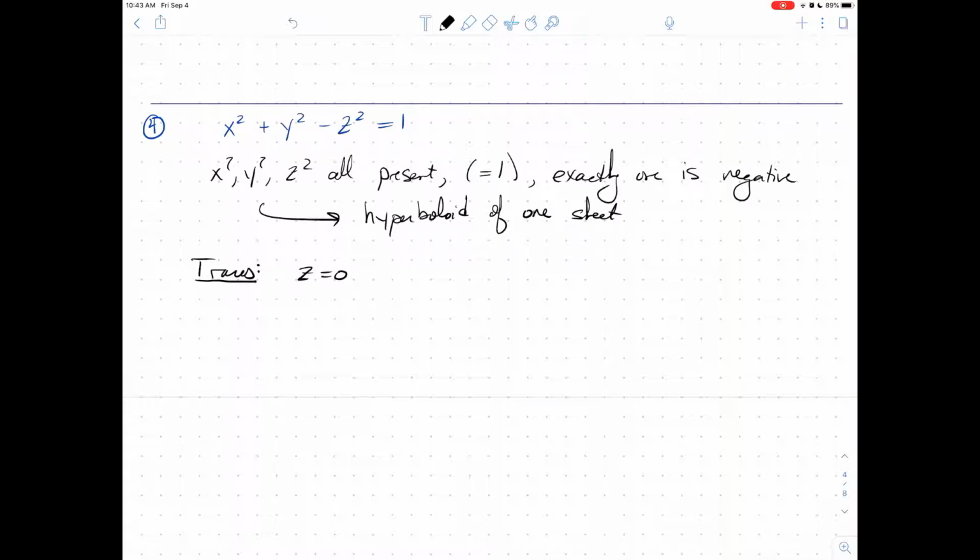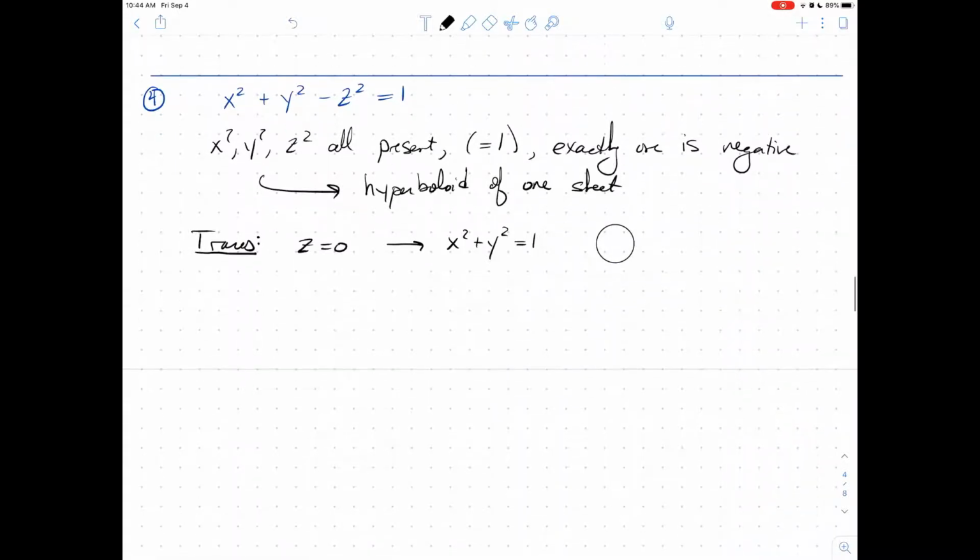And when I do, I get an old friend. I get x squared plus y squared equals 1. This is just the unit circle. Interesting. So when you slice this thing horizontally, z equals 0, you get a circle. And okay, what if I do z equals 2? Then I get x squared plus y squared equals 5. And so I just get a bigger circle. And now we realize that's supposed to be a circle. Whoa, let's make it bigger.